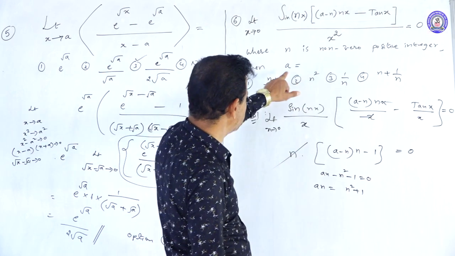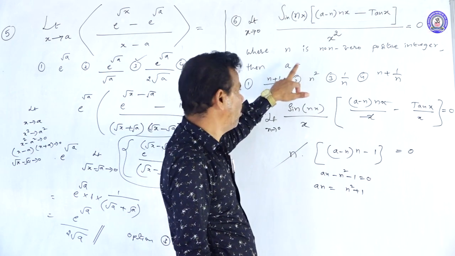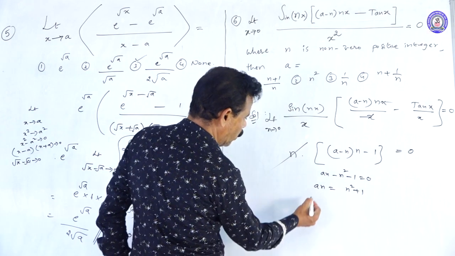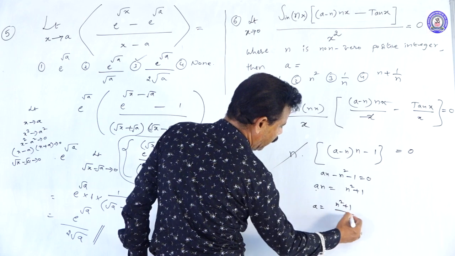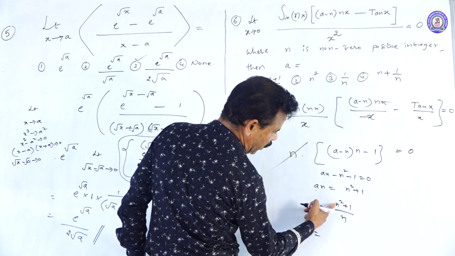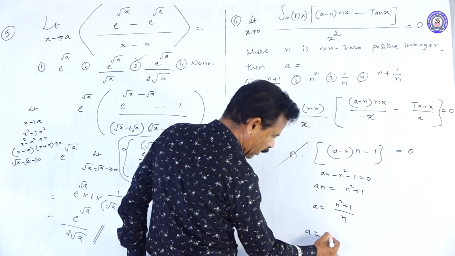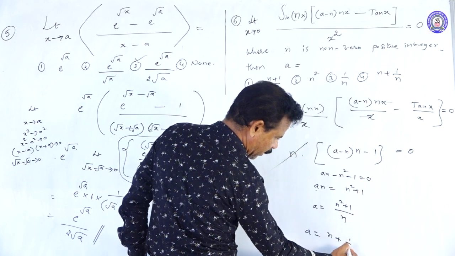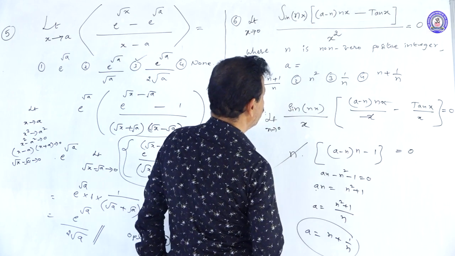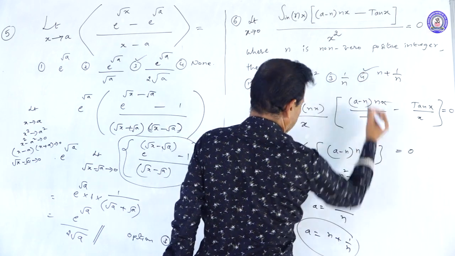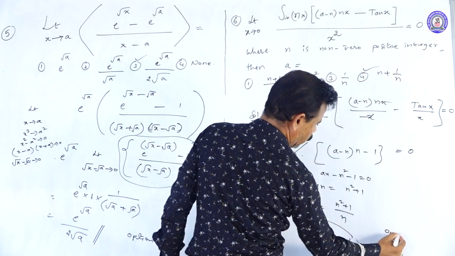So he is asking what is the value of a. We find the a value. So here a value is equal to n square plus 1 by n. That's why a is equal to n square by n plus 1 by n. So the a value n plus 1 by n is the right answer. So the fourth is the right option. Option is fourth.